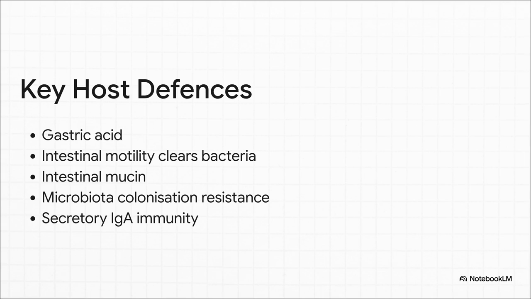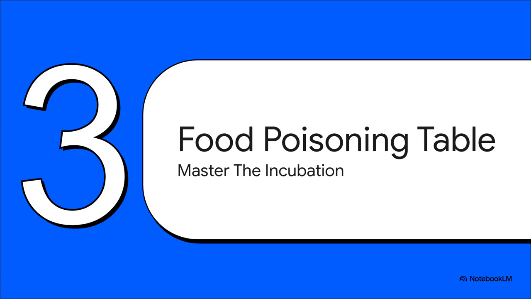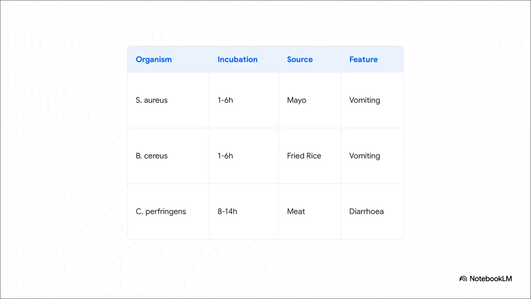Here's another clinical red flag for the boards. If you give antibiotics, you disrupt that normal flora. You're basically rolling out the red carpet for C. diff to take over the whole shebang. All right, Section 3, and we have reached the holy grail of this explainer, the food poisoning table. We usually break food poisoning down by incubation time.